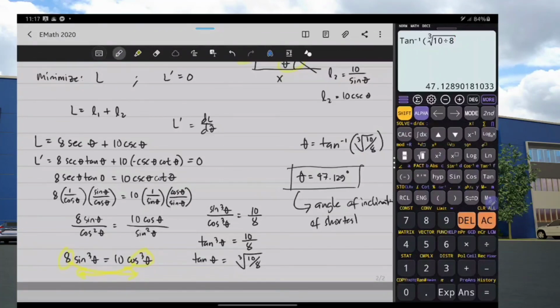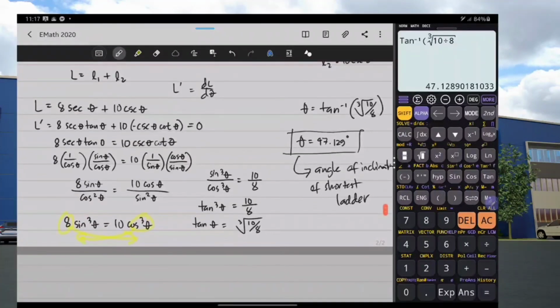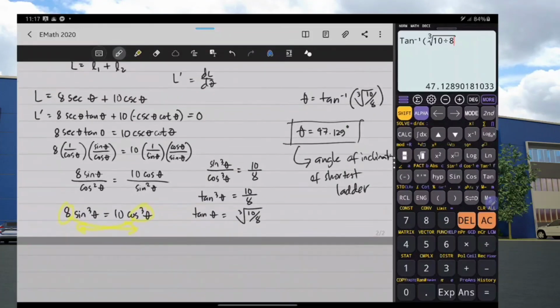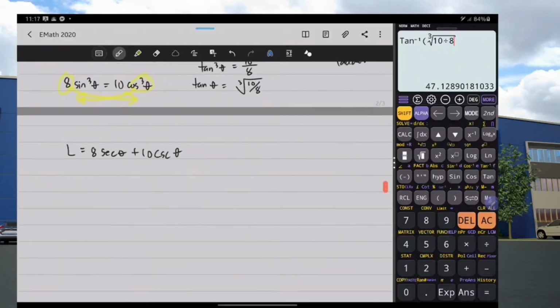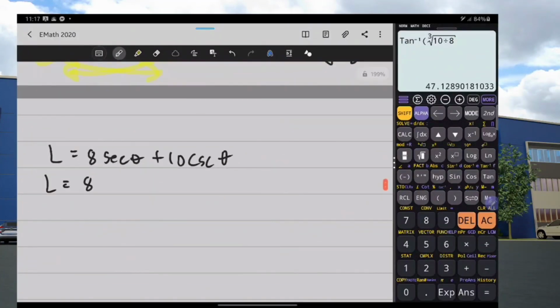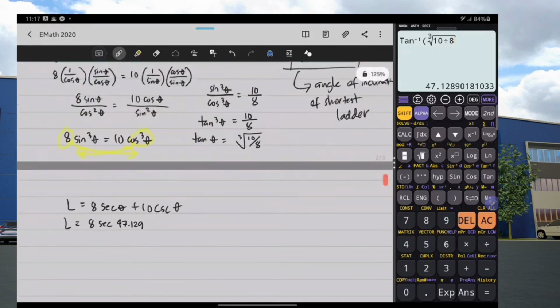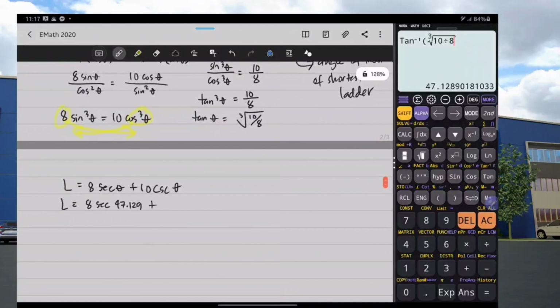The shortest ladder. So if you now want to get the length of the shortest ladder, we just need to substitute this angle to our function. So to the equation of the length of the ladder, which is L is equal to 8 secant theta plus 10 cosecant theta. So substitute that here, that would be length is equal to 8 times secant 47.129, was it 129? Yes, plus 10 times cosecant of 47.129. So let's solve for L using our calculator.